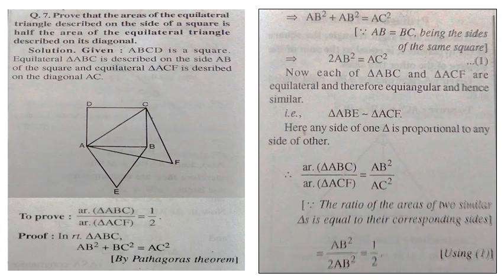We get AB square divided by 2AB square. AB square getting cancelled, then we get 1 by 2. Therefore, area of triangle ABE divided by area of triangle ACF is equal to 1 by 2. It means the area of triangle ABE is equal to half of the area of the triangle ACF.